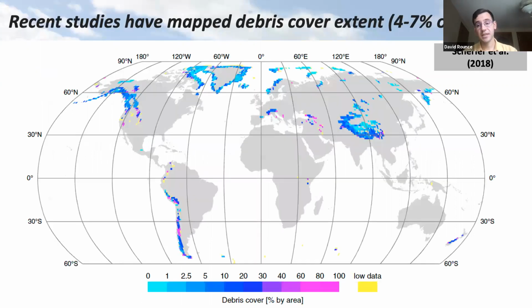Recent studies have mapped the debris cover extent. The figure shown here is from Dirk Schurler and others. They estimate that around 4 to 7% of the glacier area globally is covered by debris. We see that specific areas, for example, High Mountain Asia, Alaska, and Central Europe, can have much higher amounts of debris cover, and in some areas it can approach on the order of about 30%.